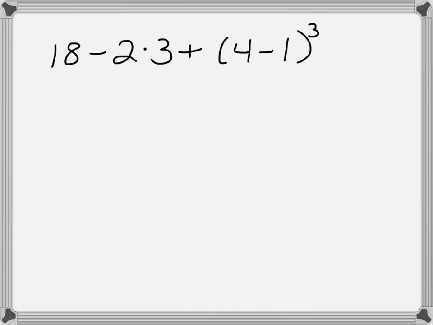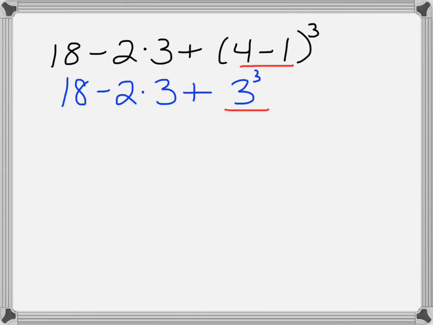Inside the parentheses, we have 4 minus 1, so that's what we'll work first. And then just recopy everything else, every step. 4 minus 1 is 3, and it is cubed. Again, 3 cubed, exponents are next, is 3 times 3 times 3, which is 27.